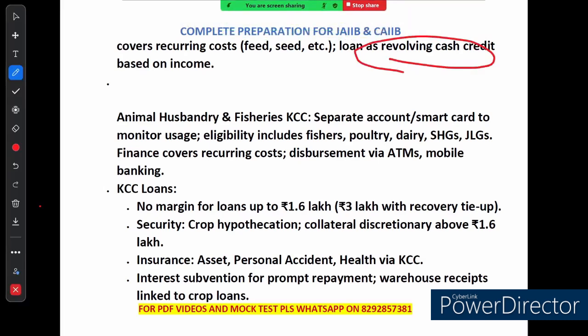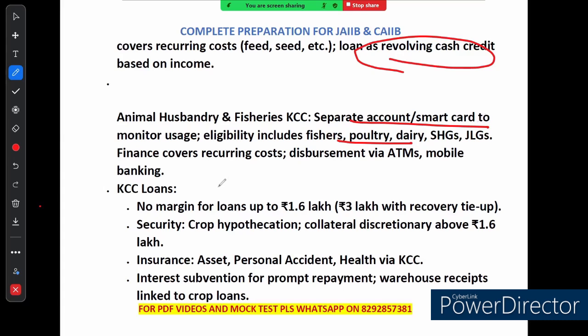Now let's talk about animal husbandry and fisheries KCC. So friends, farmers involved in animal husbandry like poultry and dairying or fishery also get their own KCC, Kisan credit card. Here is what you need to know. Each farmer has a separate account or a smart card, right? So every farmer should have separate account or a smart card to track how the money is used. Eligible group include fishers, poultry farmers, dairy farmers, and even SHG or JLG, self-help group and joint liability group.